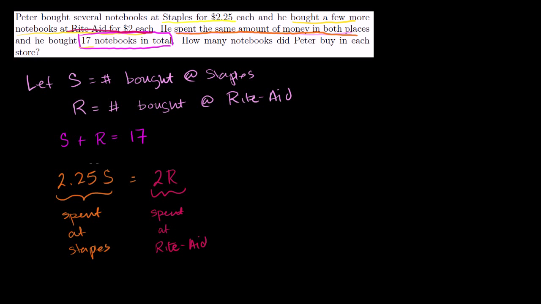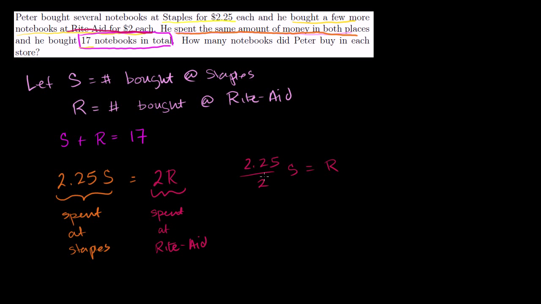So once again, two equations with two unknowns. We can do a little bit of substitution, maybe. So what's the best way to substitute here? Well, let's divide both sides of this equation by 2 right here. So you have R, if you divide both sides of this by 2, you have 2.25S over 2 is equal to R. Right? I just divided both sides of this by 2.